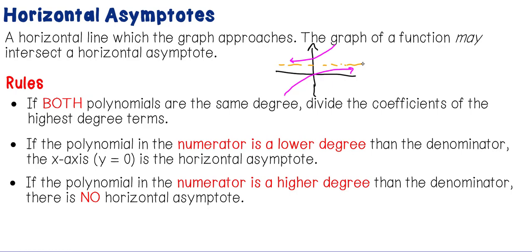So there's 3 rules to know. If both polynomials are the same degree, divide the coefficients of the highest degree. So for example, if we had f of x equals 2x squared plus 3 divided by x squared minus 1, the highest degree on both the numerator and the denominator is the same, 2. So the horizontal asymptote, and I'm just going to use HA for that, would be 2 divided by 1, or just 2. So it would be, not x equals, y equals 2.